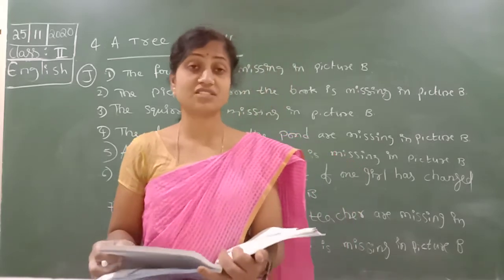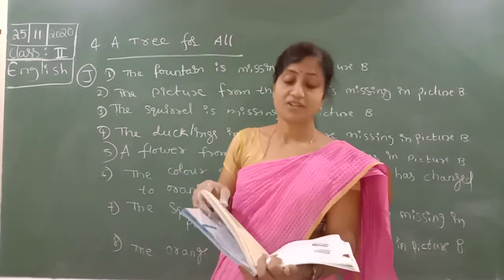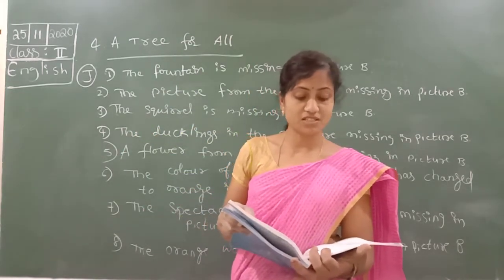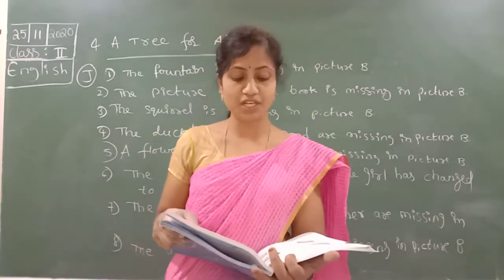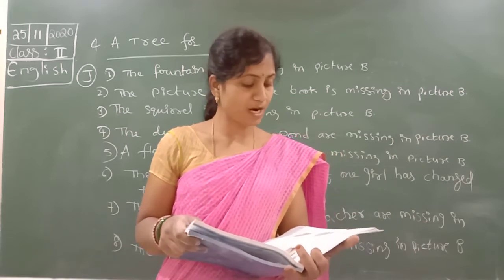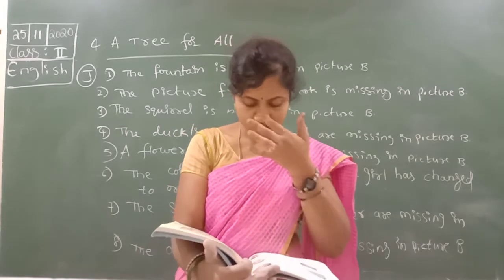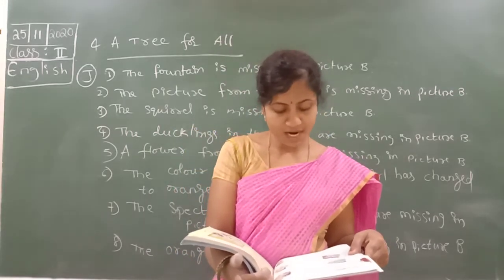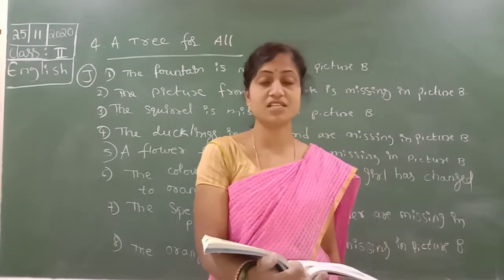Think and write. Last bit in this lesson, think and write. Look at the pictures and answer the questions. What are Neha and Sam doing? What is Papa doing? What is Sujal doing? Okay, next. What are Kara and Sabha doing? What is Abu doing? You have to observe the pictures and write the answers.